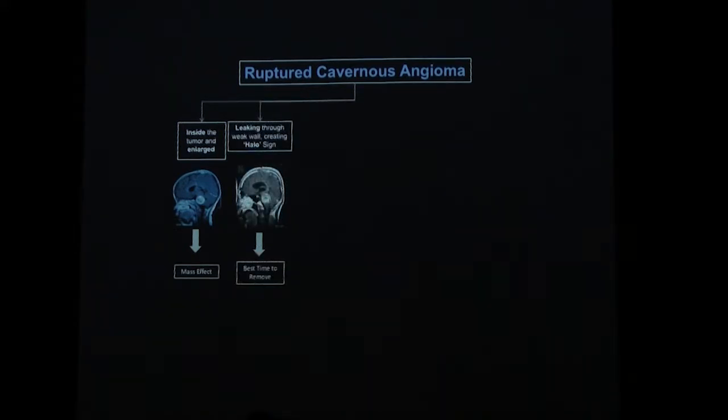So sometimes the bleeding comes through the weak wall of the cavernoma, creating what's called a halo sign. You see here? This is a very beautiful halo sign. You see, like in many pictures of saints, there is like a halo here, right? So this is hemosiderin, and this is the best time to remove. Do not miss it, because if you miss that, a couple of months later, the halo disappears and the surgery becomes more difficult.